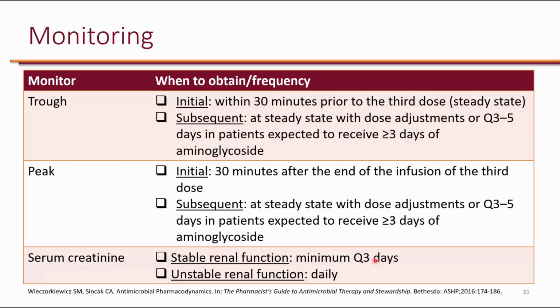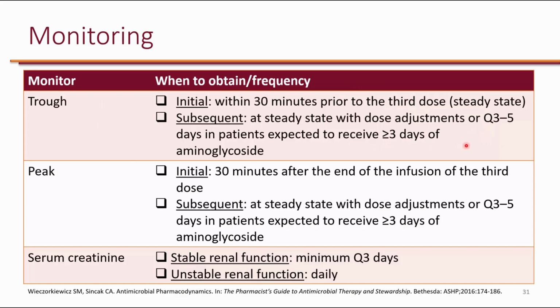And when it comes to monitoring, we want to monitor both trough and peak. So the trough, you want to get it within 30 minutes prior to the 3rd dose. So that's as close as it gets to steady state. So you want to get the level close to the steady state. And then assuming that the level is at goal, you would just want to get the trough every 3 to 5 days in most patients with stable renal function.